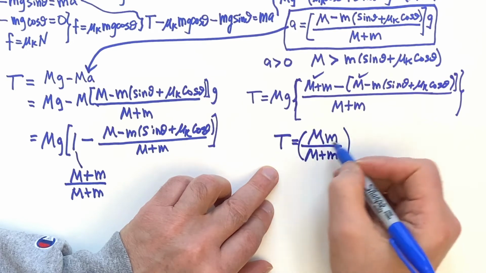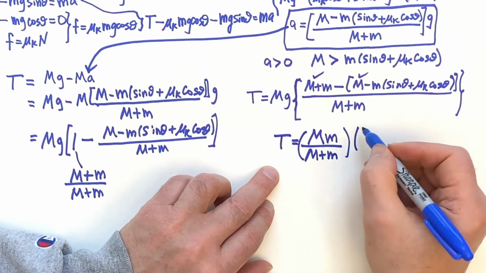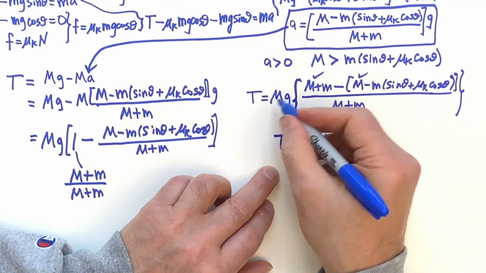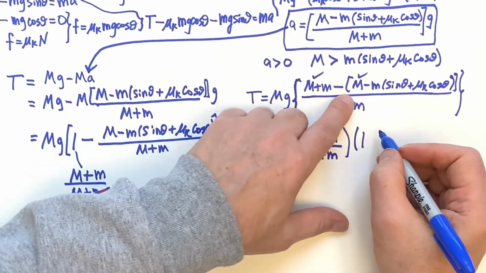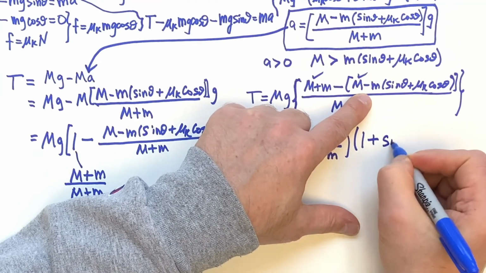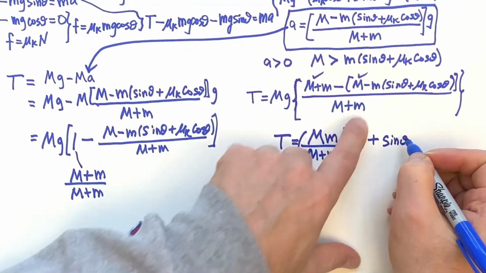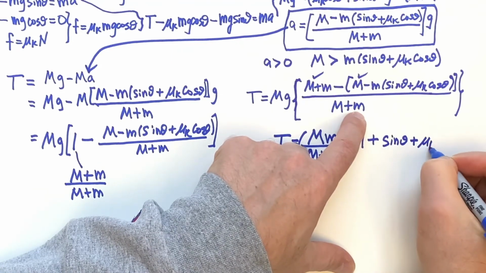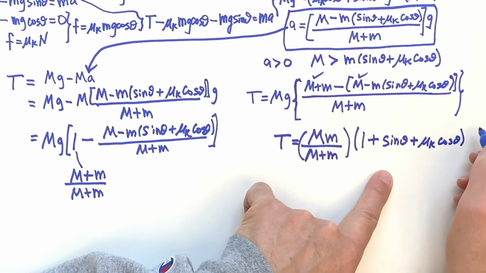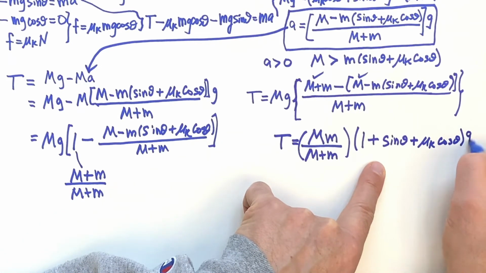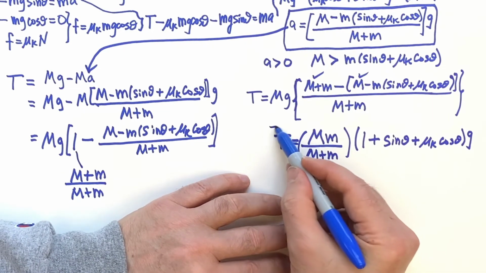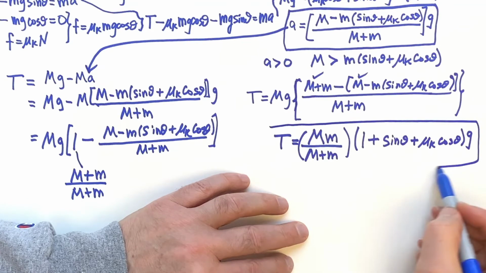I'll save the g for the far right. And then here the little m is going to be 1 since I pulled the little m out. And the 2 minus signs here will cancel and get a plus sign. And this will be plus sine of theta. Remember, the little m has been pulled out. Plus mu k cosine of theta. And here, a g is at the end, like this. So that should be it. That should be the answer.